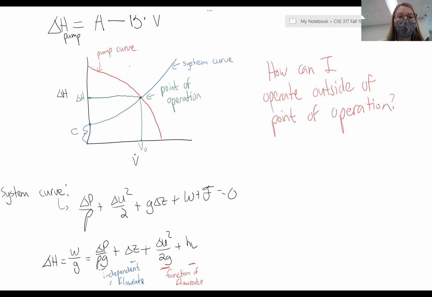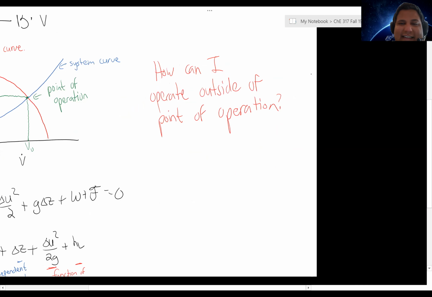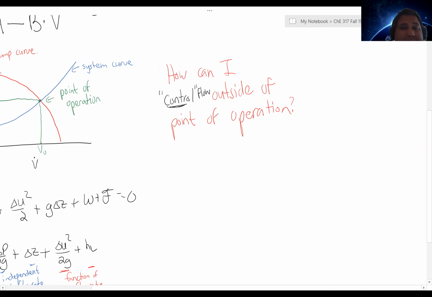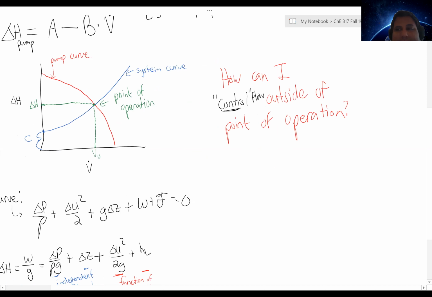Change your number of pumps? That's one way to do it. Yes, that's an expensive way to do it, but you can. And so my hint is, should I say how instead of how can I operate? How can I control flow? There's your hint. A control valve? A valve.